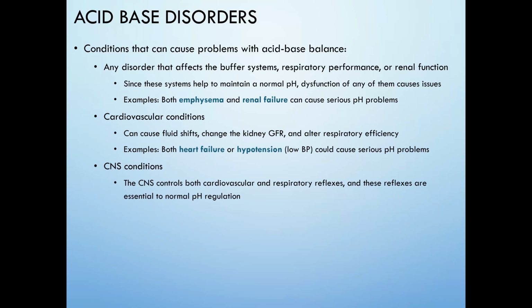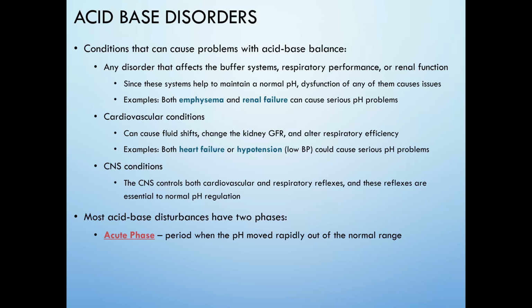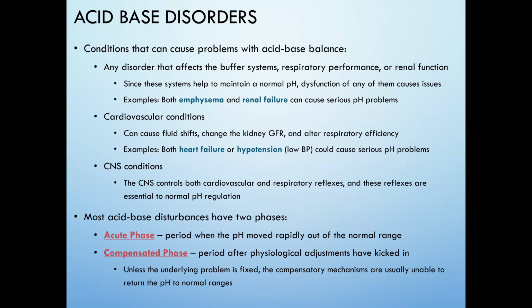So most acid-base disturbances have two phases. The first phase, or the acute phase, is the period when the pH is moving rapidly out of the normal range. And the compensated phase is the period that occurs after physiological adjustments have kicked in. So unless the underlying problem is fixed, though, the compensatory mechanisms are usually unable to return the pH to normal ranges. They're kicked in and they're trying to fix the problem, but they can't take you back to normal unless you fix the underlying problem that is causing the pH imbalance in the first place.